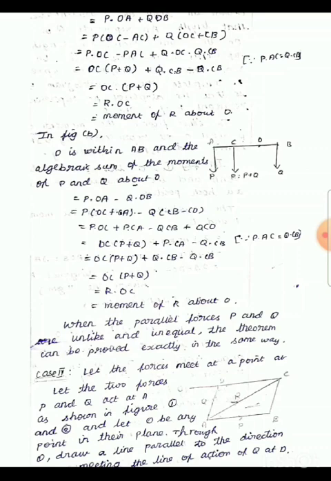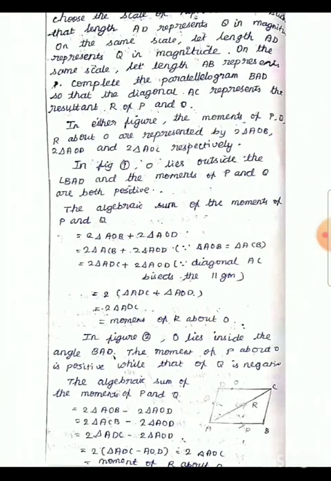Through the figure 1, draw a line parallel to the direction of P meeting the line of action of Q at D. Choose a scale such that the length AD represents Q in magnitude. On the same scale, the length AB represents P. Completing the diagram, we get a parallelogram ABCD. The diagonal AC represents the resultant R of the forces P and Q.